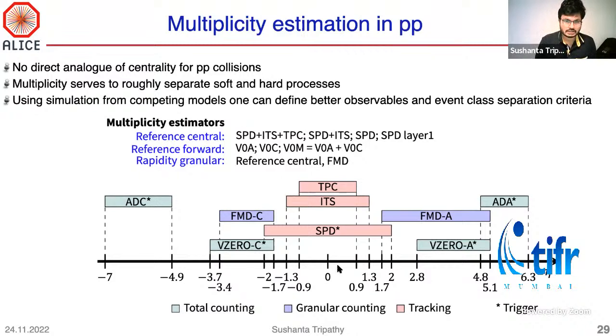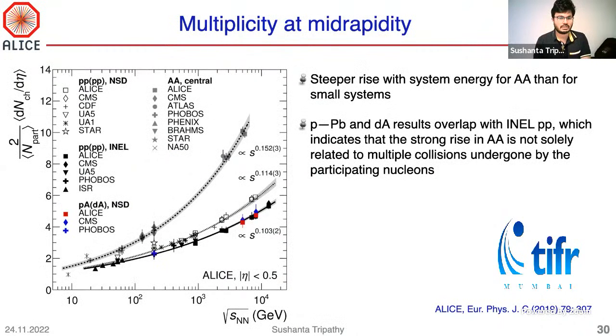Okay, so let us come to some results now. Here is a plot of multiplicity at unit rapidity. This dN_ch/dη is basically the charged particle multiplicity for a unit pseudorapidity range, and it is scaled with N_part over 2, so as to study the bulk properties and how it scales with the collision energy. You see that there is a steeper rise with collision energy for AA collisions compared to the small systems.